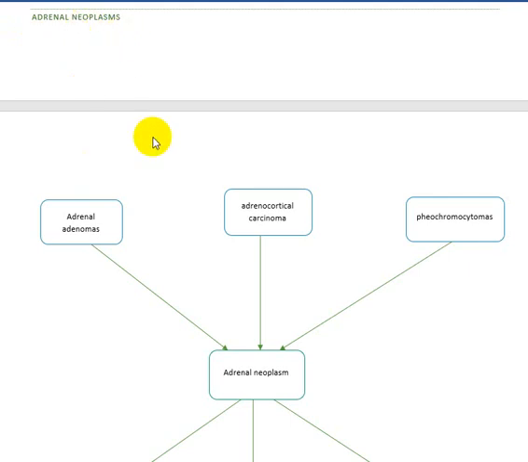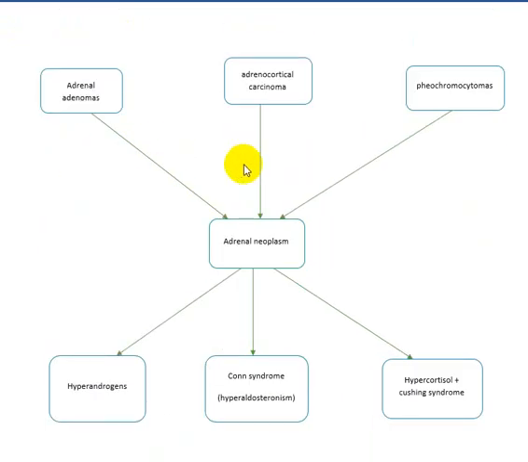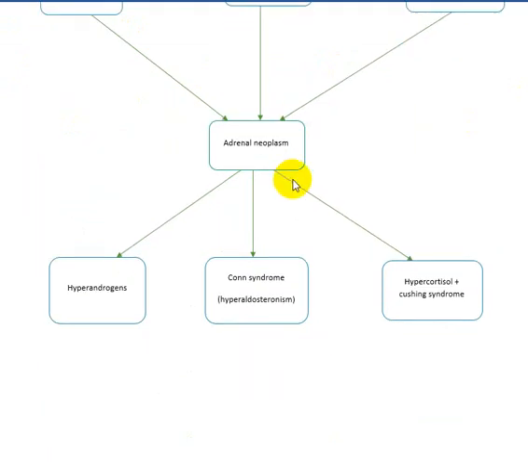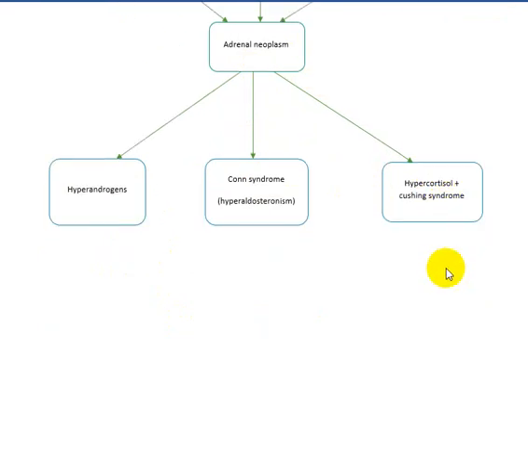Now, the adrenal neoplasms. You have the different ones: adrenal adenoma, adenocortical carcinoma, and pheochromocytoma. All of these are adrenal neoplasms, and they are going to cause hyperandrogens, hypersecretion of aldosterone, Conn syndrome, and hypersecretion of cortisol, Cushing syndrome.